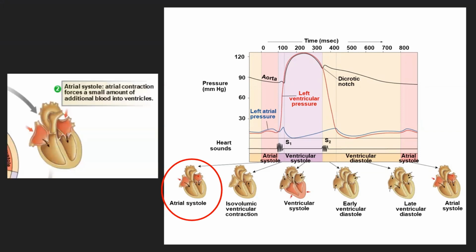So in atrial systole, the AV valve is open, which means that the atrial contraction can still push a little bit of extra blood into the ventricle, so there's still a little bit of blood flow. There's a little bit of a difference in pressure, but not really enough to be significant.